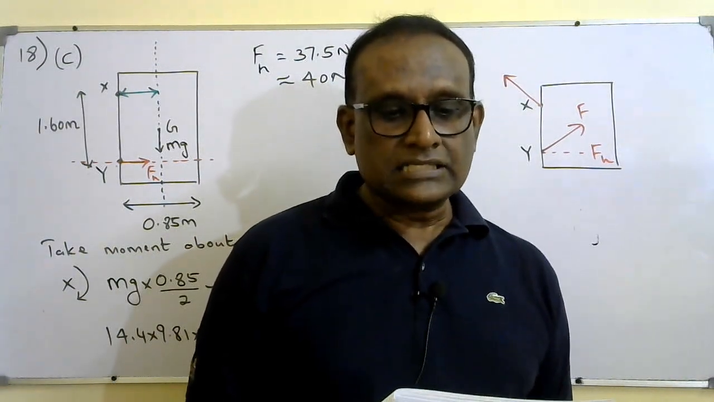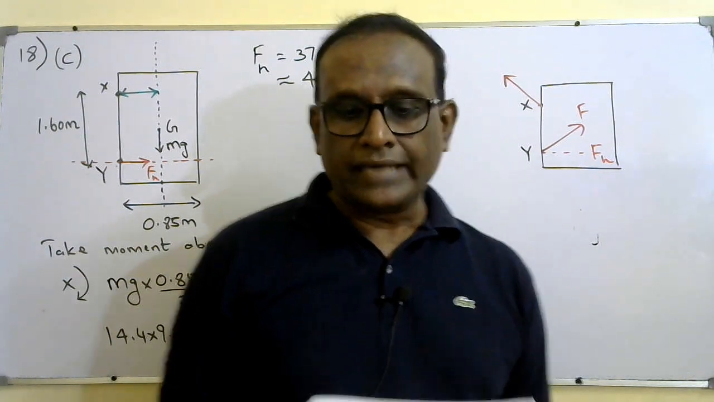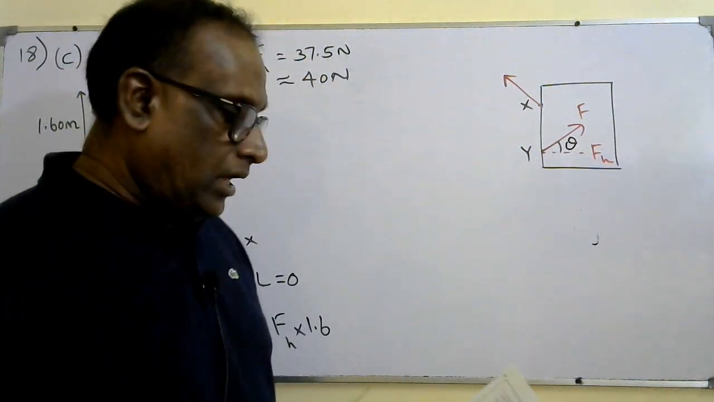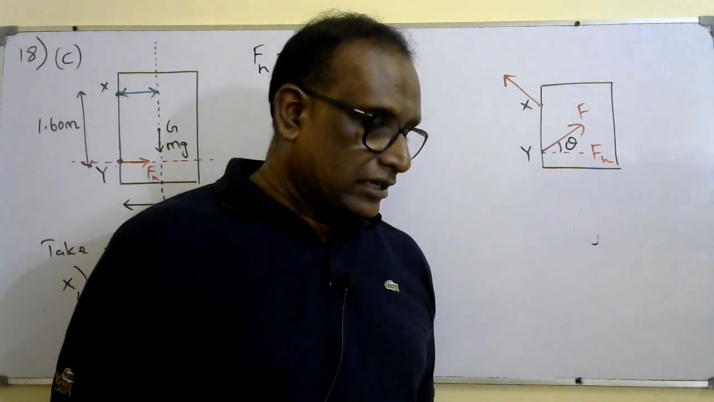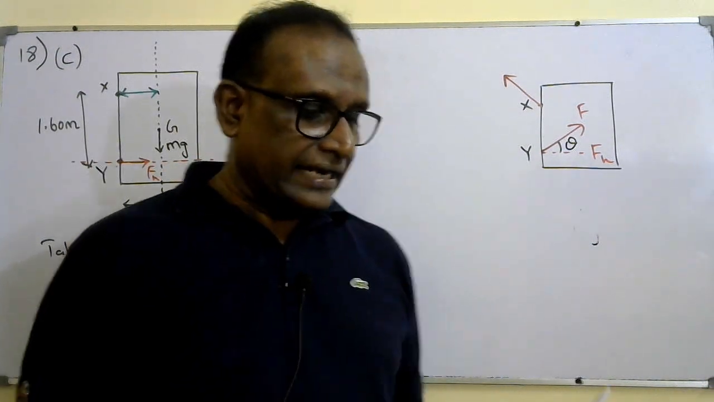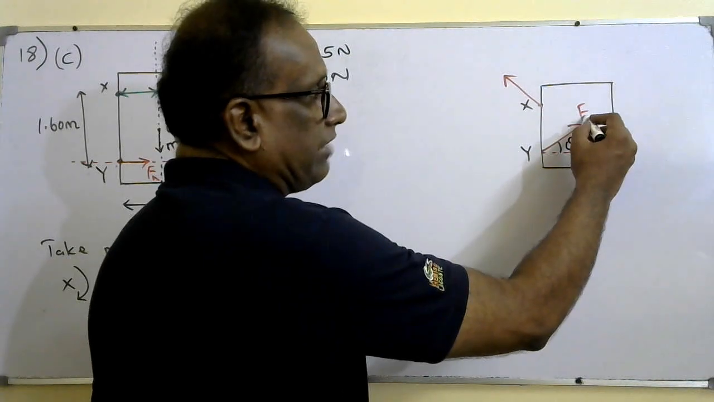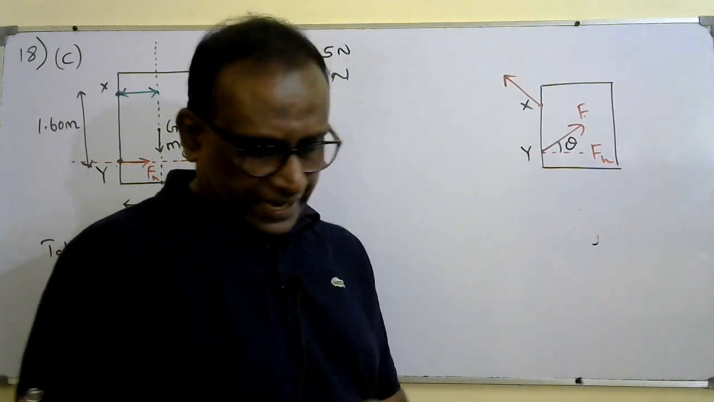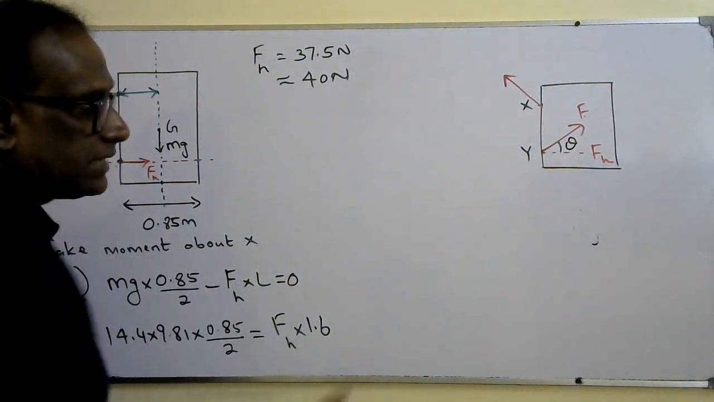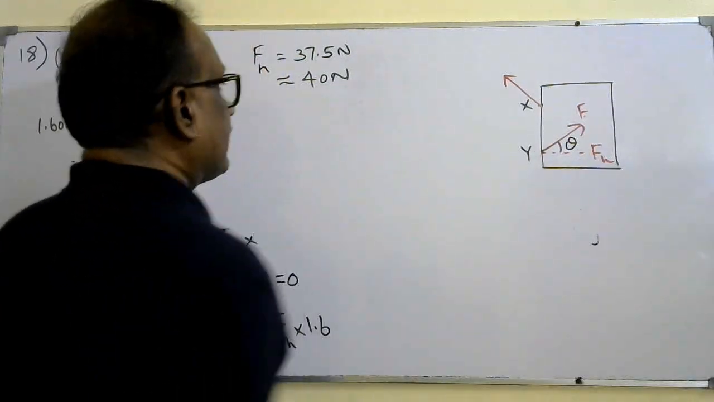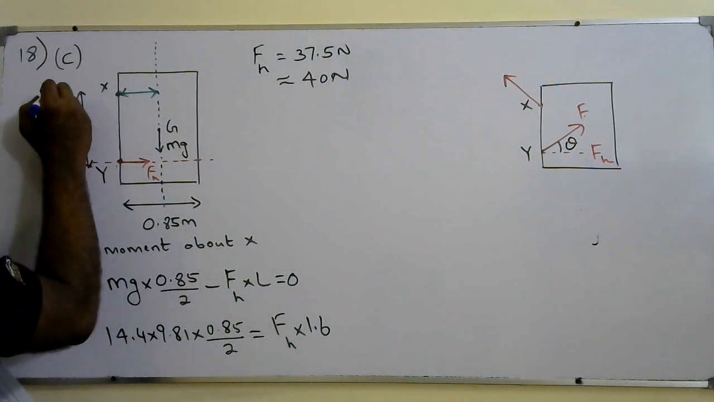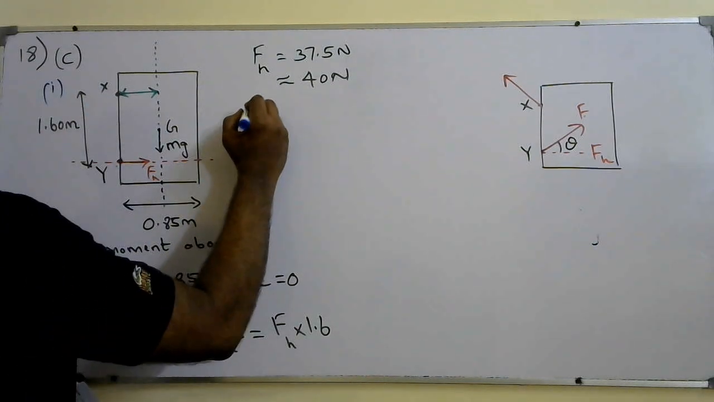Hinge Y exerts a force F on the door at an angle theta. So this is theta. Determine the force F and angle theta. I need to find this F and theta. They could ask even the other one, but this question asks only for F and theta. That is the C part, second part. The first part I already answered.